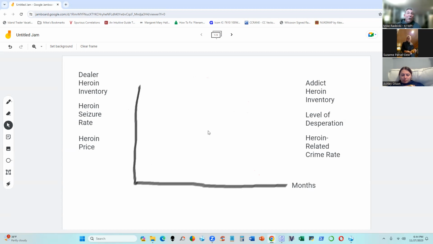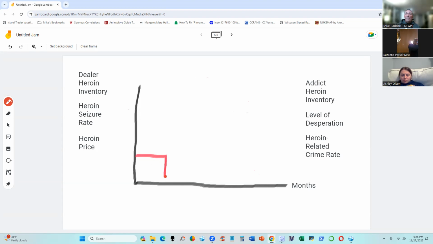So we got heroin inventory, dealer's heroin inventory. That's going to be seized, right? So if we're starting an inventory, we're going to have a horizontal line. And then at some point, bang, surprise, the police come and they're going to seize the heroin, right? So when it gets seized, the amount is going to drop, right? Probably not to zero. We're not going to get everything, right?